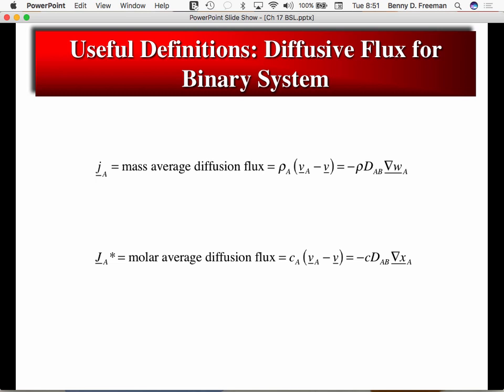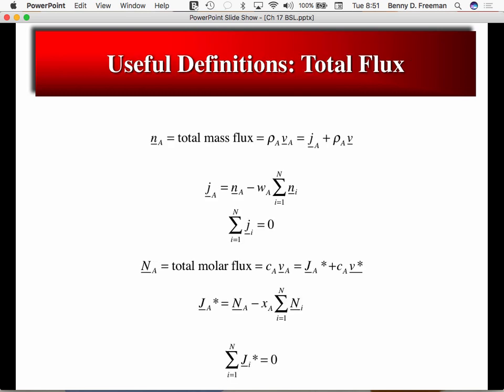We can also define a molar average diffusion flux similarly, but based on molar concentration, and write the equivalent form of Fick's law as shown here. You'll find in your textbook other types of average velocities and diffusion flux defined based on those average velocities. These are not the only two that we can pick, but these are two of the most common.